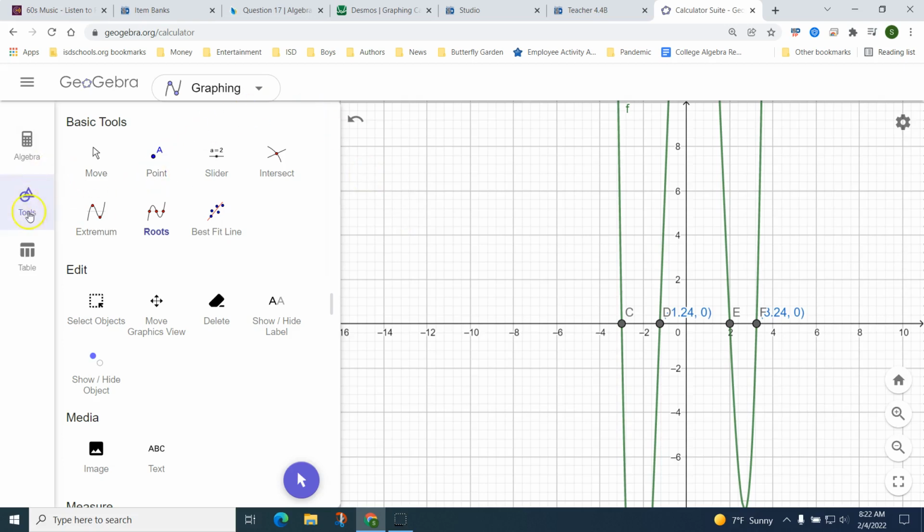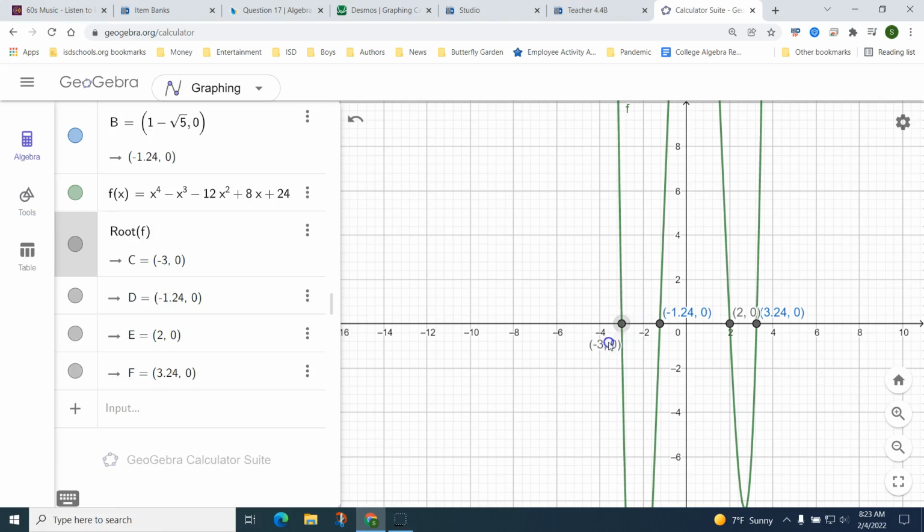So let's do this. I'm going to hide some stuff. As you can see, there are the roots right there. There are all four roots. It's a quartic. It goes through 4 real roots, since we're in a real number system. We have the integers and we have this. Now, I want to show you something.